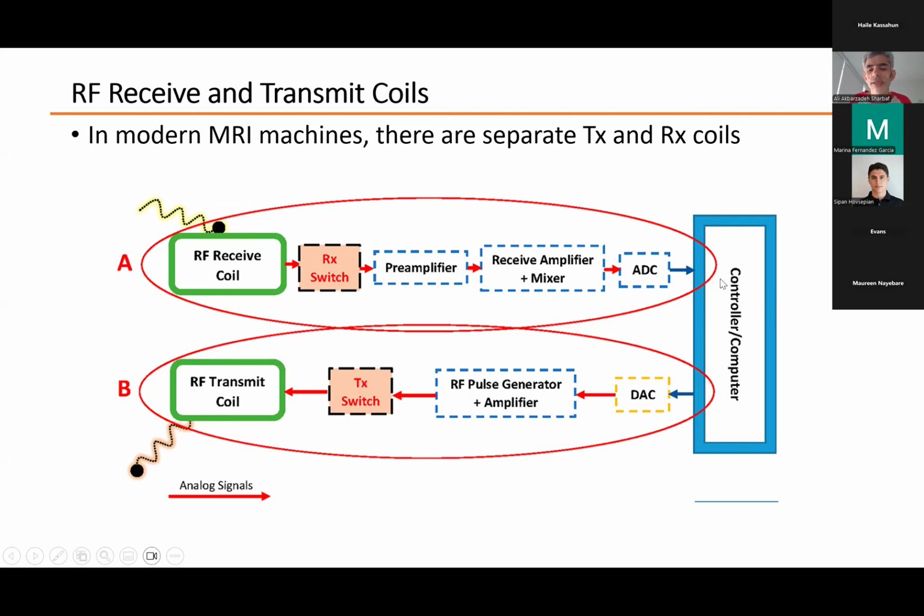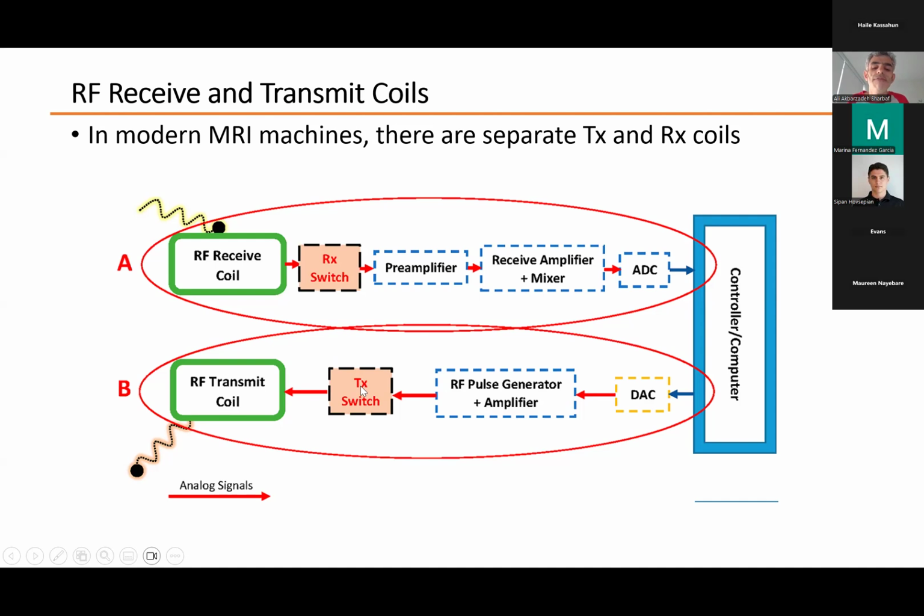And here is a schematic view of how receive and transmit coils work in the MRI machine. This is the controller, or the computer, of the MRI machine. It sends a digital signal. It is converted to an analog signal using the DAC. Then the output goes to the RF pulse generator and amplifier. So the appropriate pulse is generated and then amplified and sent to the RF transmit coil.